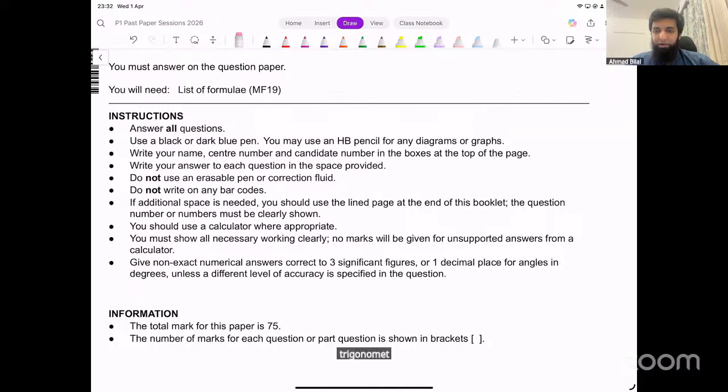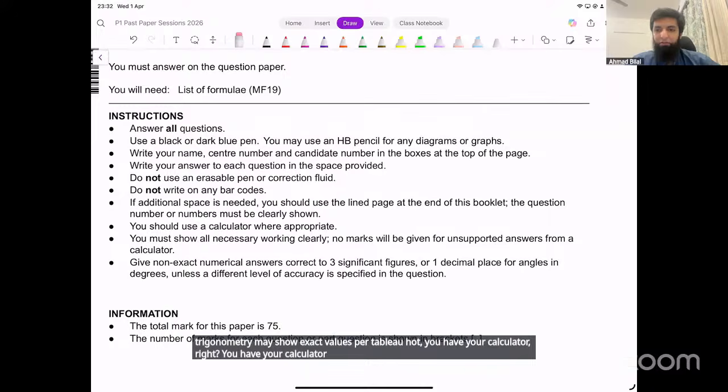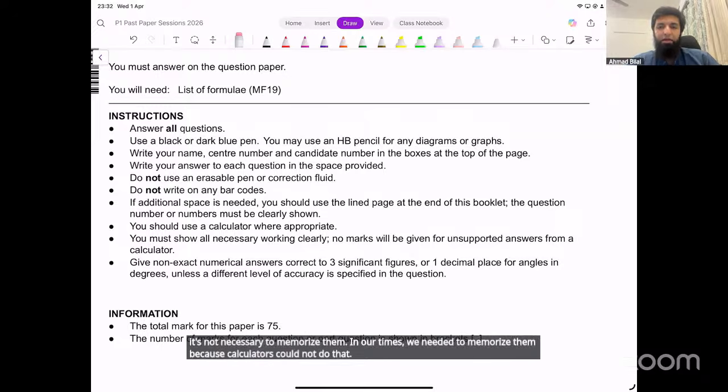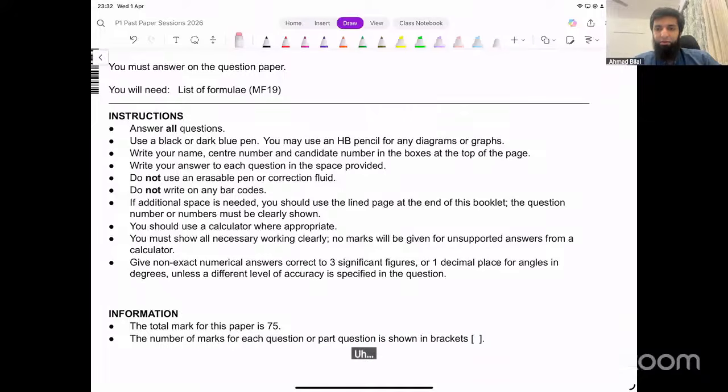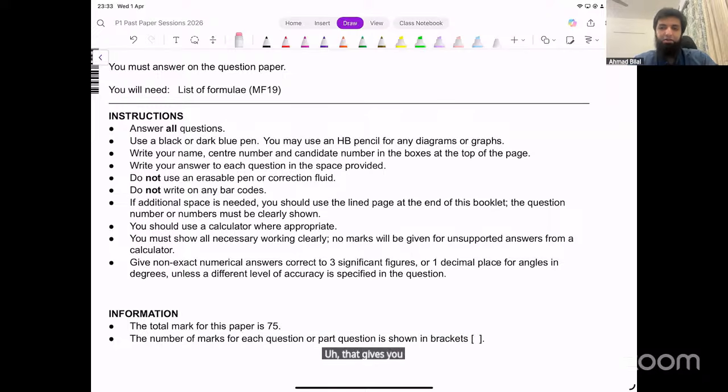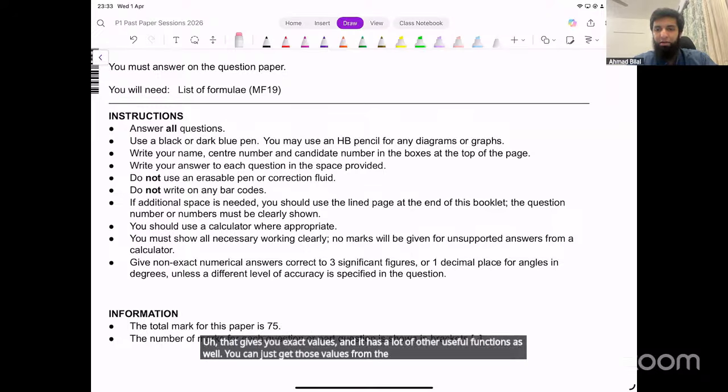In trigonometry, the table of exact values, you have your calculator, right? You can do everything on a calculator. It's not necessary to memorize them. In our time, we needed to memorize them because calculators could not do that. We are older. But now, the calculator that I generally recommend, the ClassWiz calculator FX991EX, gives you exact values, and it has a lot of other useful functions as well. You can just get those values from the calculator directly.